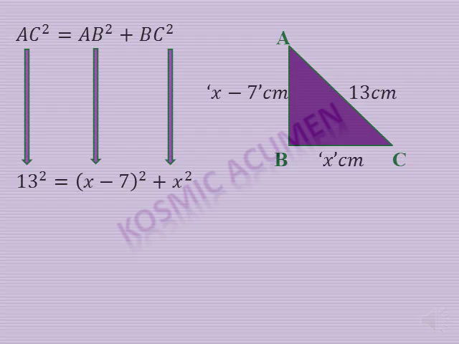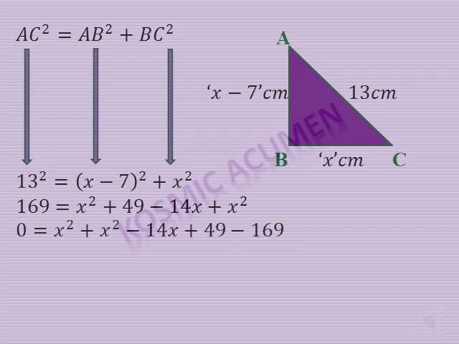We further solve this equation. 13² is 169 and (x − 7)² is x² + 49 − 14x. And the equation that we have is 169 = x² + 49 − 14x + x². We'll take 169 to the other side, and we see that x² + x² will be added up and it gives 2x², and 49 − 169 will give us −120.